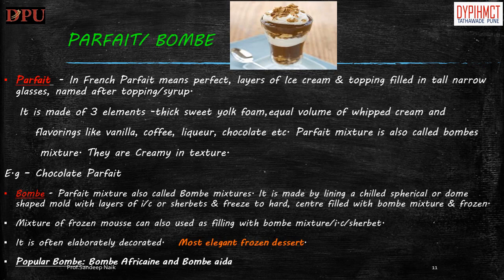Bombe. Definition: parfait mixture, also called bombe mixture. It is made by lining a chilled spherical or dome-shaped mold with layers of ice cream or sherbets and freezing to hard, then the center is filled with bombe mixture and again frozen. Frozen mousse mixture can also be used as filling with bombe mixture or ice cream or sherbet. It is often elaborately decorated. It is the most elegant frozen dessert. Example: Bombe Africaine, Bombe Aida, Bombe Ceylon, Bombe Diplomat, Bombe Sultane.